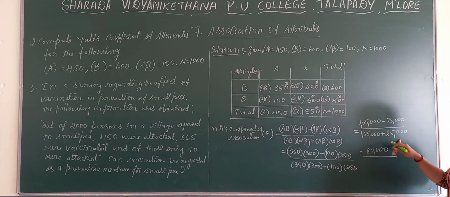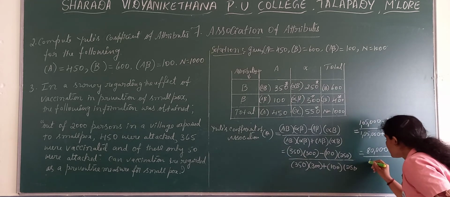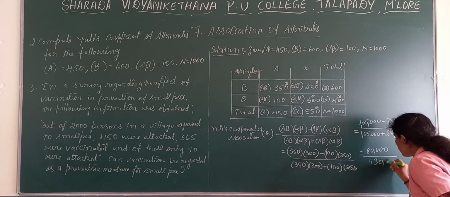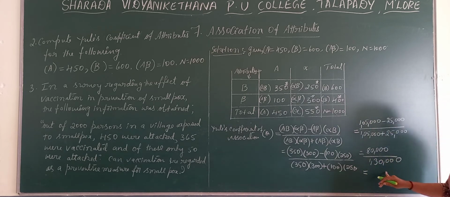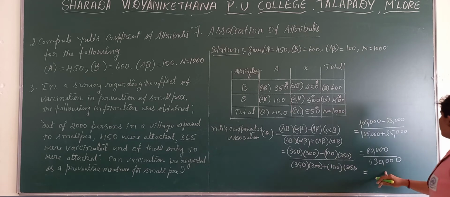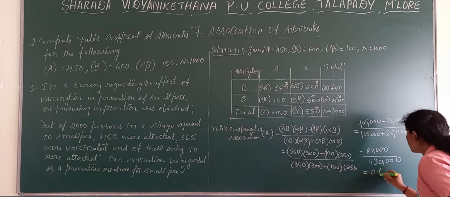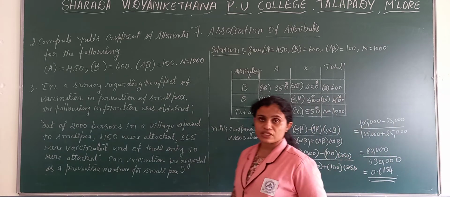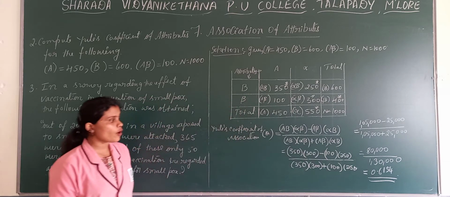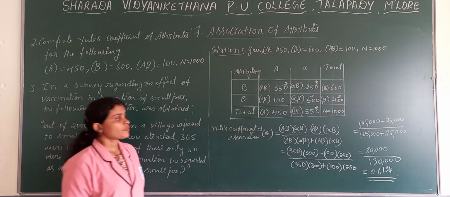1,05,000 plus 25,000. 1 lakh plus 25, 1,25,000 plus 5,000 means here it is 1,30,000. So 80,000 by 1,30,000 we get 0.6154. So association of attributes, between the attributes we get 0.6154. What did I tell?